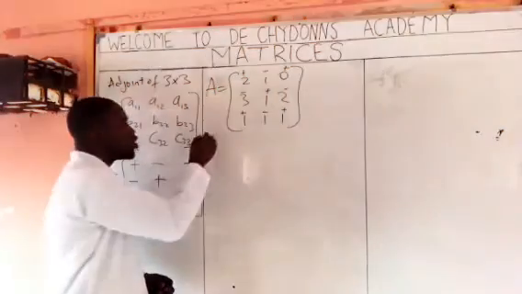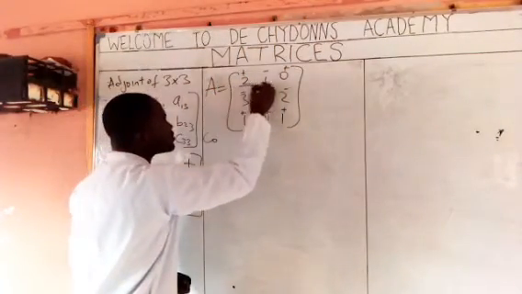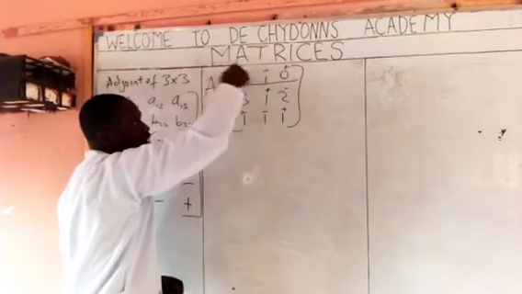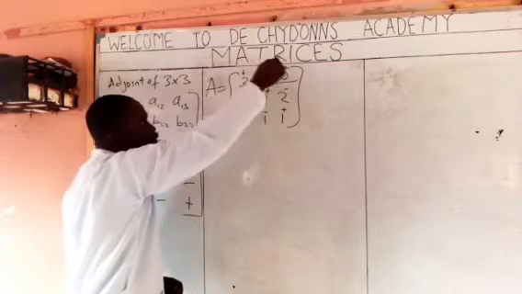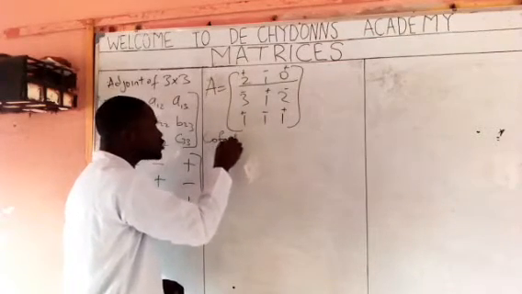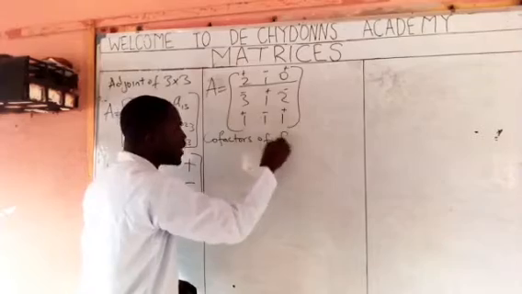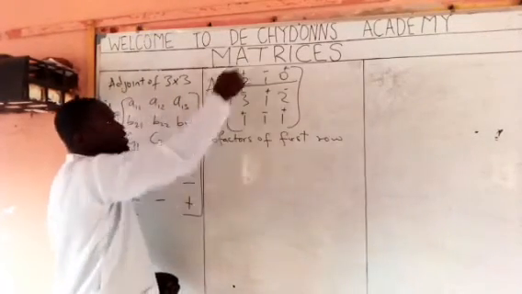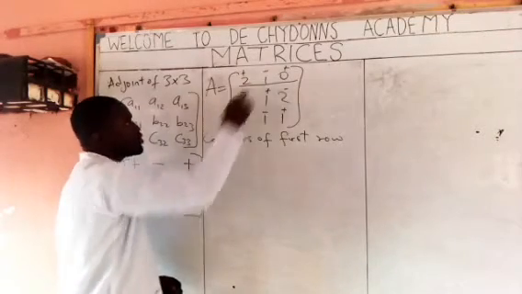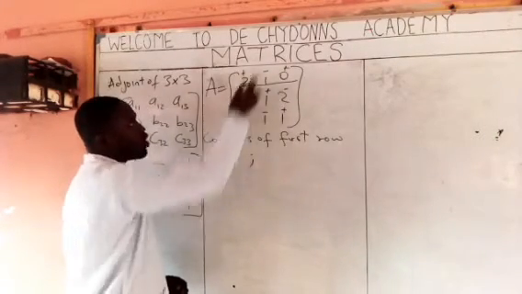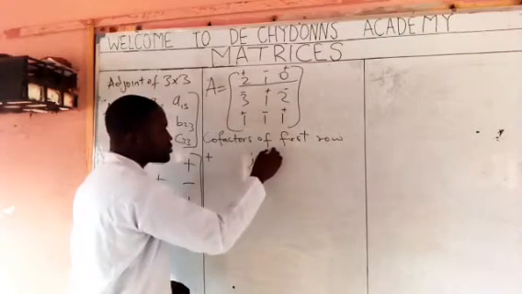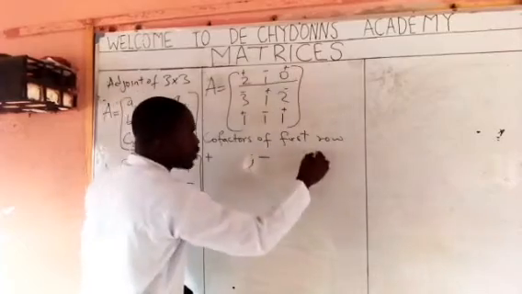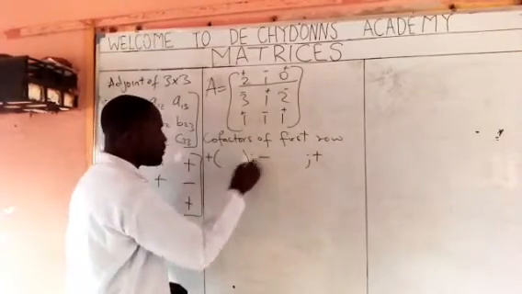Now see how we do it. Cofactor, this is the first row: 2, 1, 0. That is the first row, and the signs are plus, minus, plus. So, cofactors of the first row. Now, see what you write. Write their signs. Plus. Put a semicolon. Write the sign of this: minus. Put a semicolon. Write the sign of this: plus. So you put your bracket.